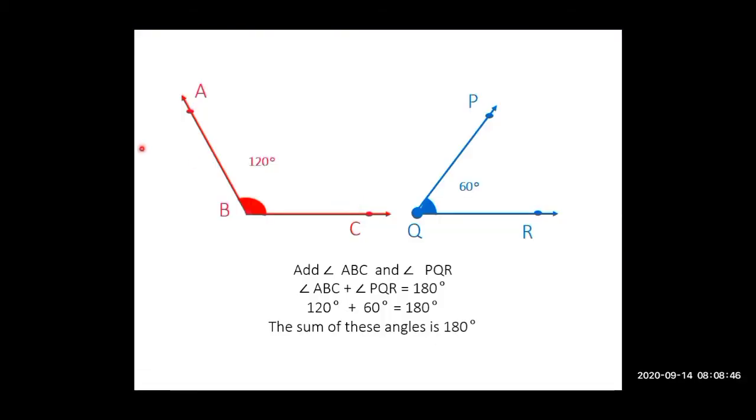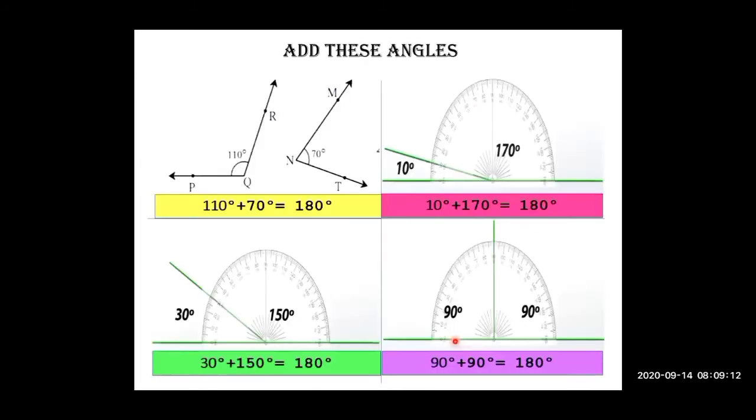Now, these are two angles, angle ABC and angle PQR. So add angle ABC and angle PQR. Angle ABC is 120 degrees and angle PQR is 60 degrees. So 120 plus 60 equals 180. The sum of these angles is 180 degrees. Now add these angles. One angle is given 110 degrees. Second is 70 degrees. So 110 plus 70 equals 180 degrees.